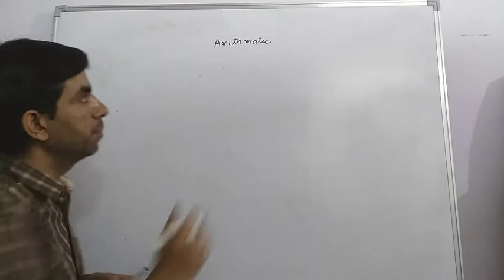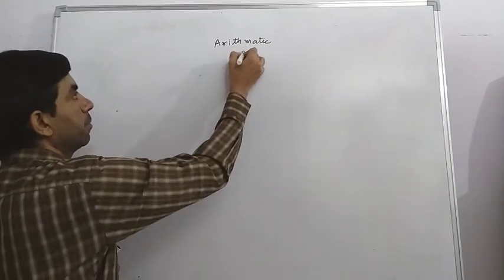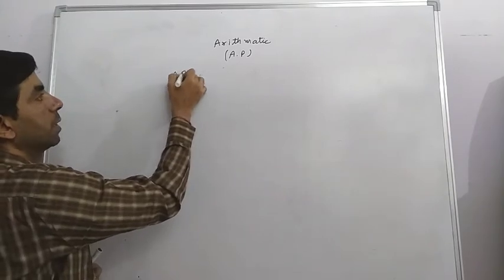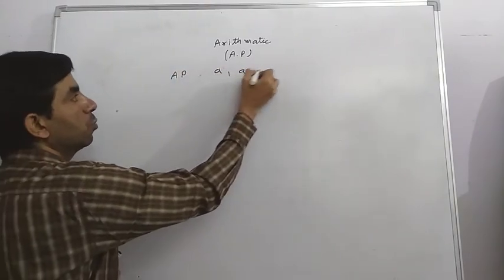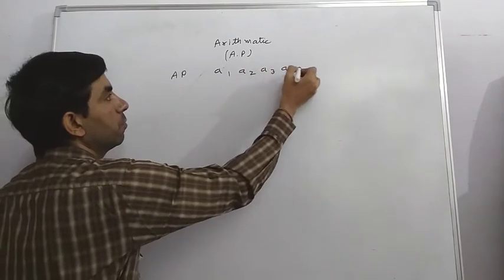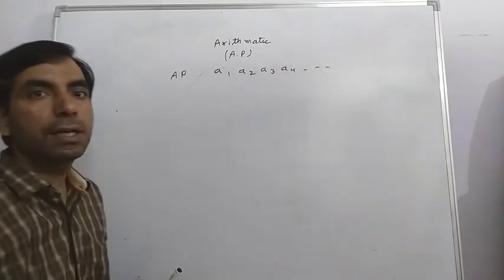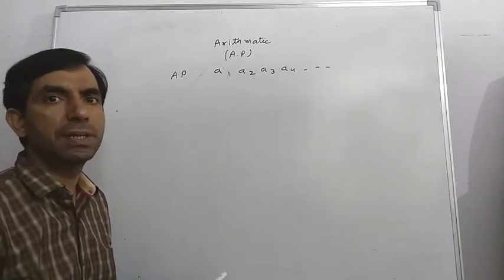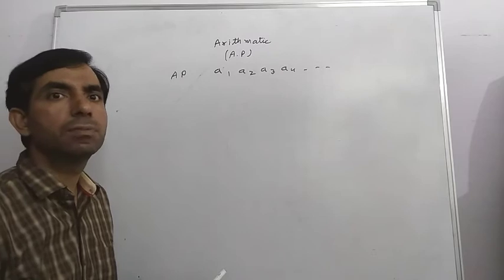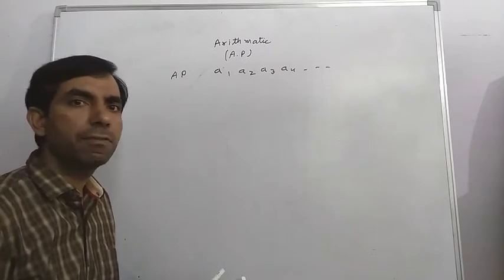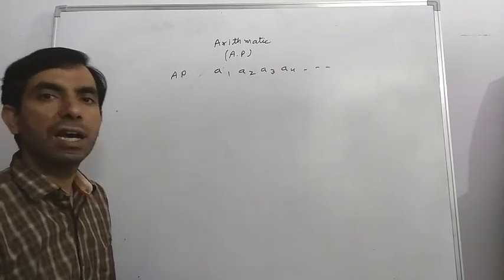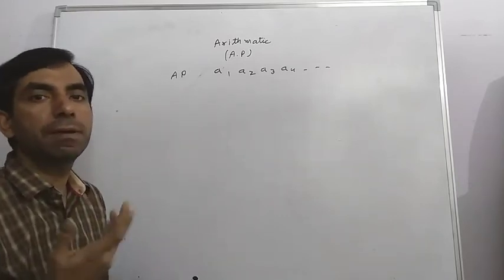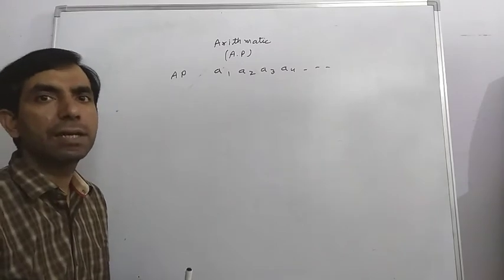Arithmetic progression means AP. AP is generally represented as A1, A2, A3, A4 and so on. It may be endless or not endless, because it represents a series. A series is sometimes endless and sometimes fixed, so it depends on the question. In an arithmetic progression we have a lot of terms and we can calculate them by a simple method.